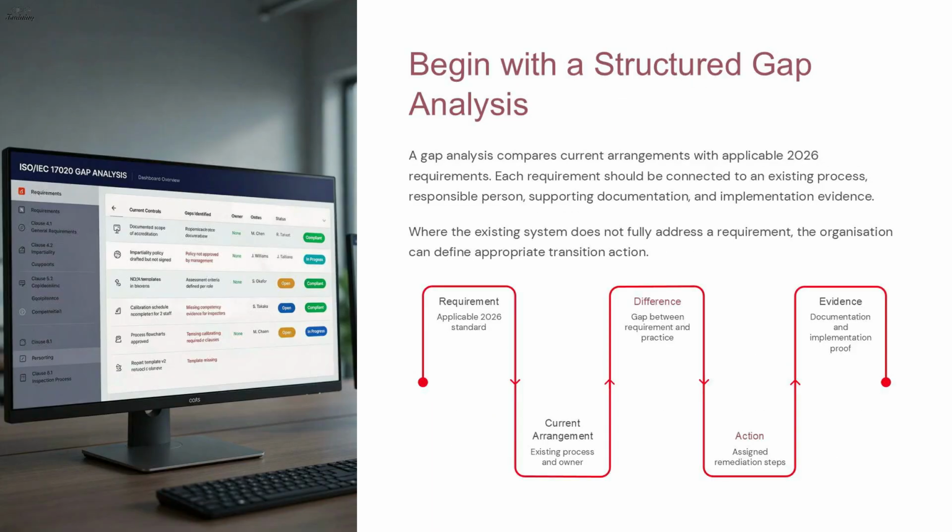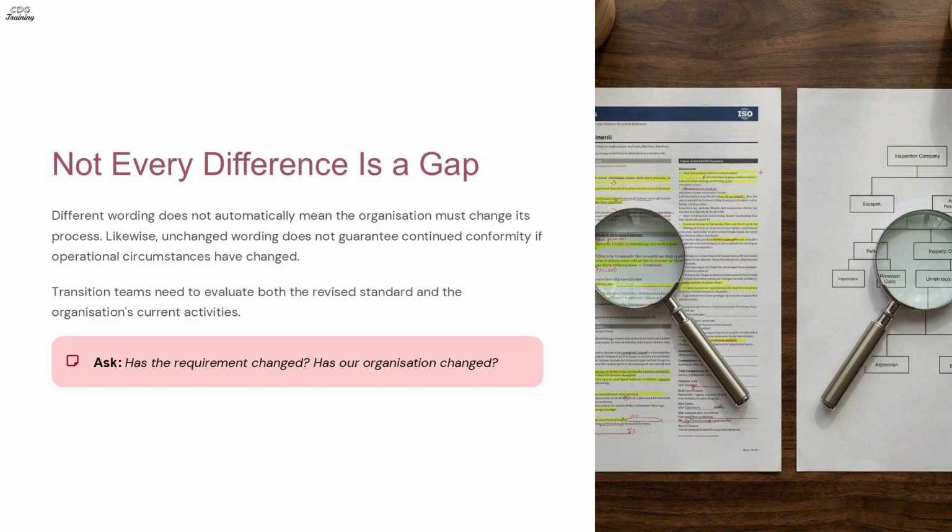A structured gap analysis connects each requirement with the current process, supporting documentation and implementation. It helps define the transition action when existing systems don't fully address a requirement. Not every difference in wording means a change is needed. Transition teams must evaluate both the revised standard and current activities to determine if changes are necessary.